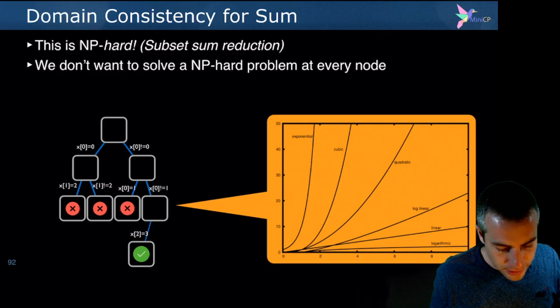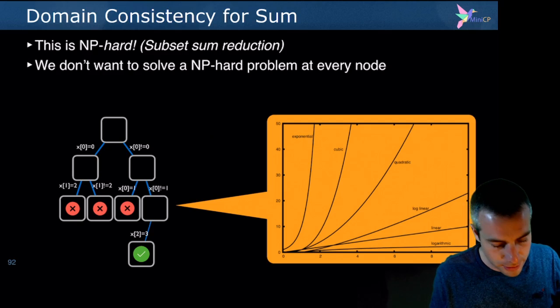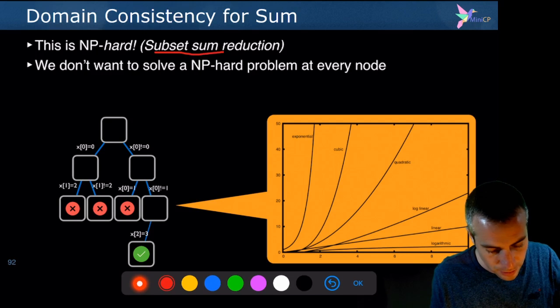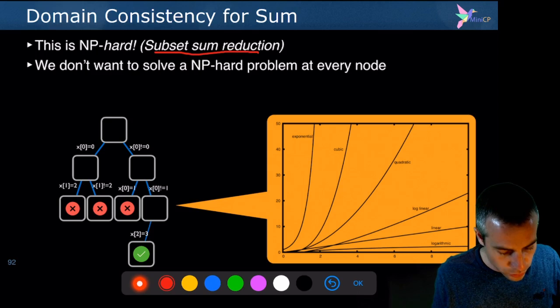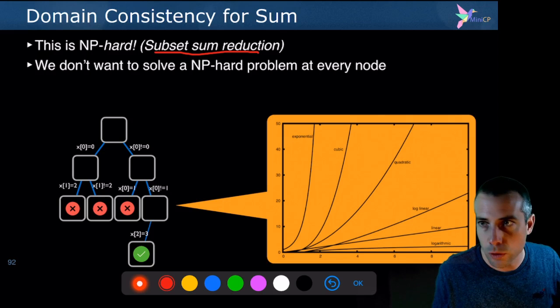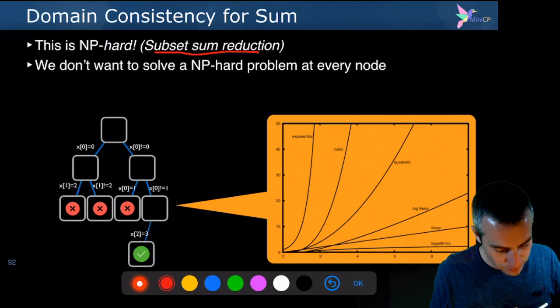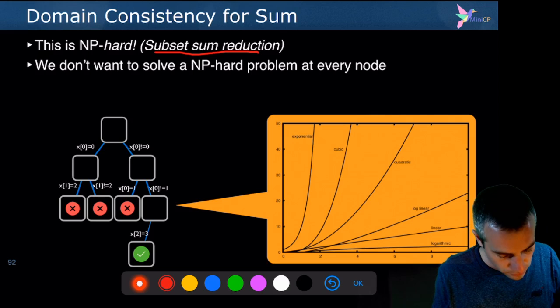So the domain consistency for some constraints, which means removing all the impossible values from the domains, is an NP-hard problem. You have a straightforward reduction to the subset sum problem, which means that it's NP-hard. So you surely do not want to solve an NP-hard problem at every node of the search tree, because that would be too costly, and the search tree itself is potentially exponential. Usually, you always want to keep the time complexity of your filtering algorithm polynomial time. So we need to do something else, okay?